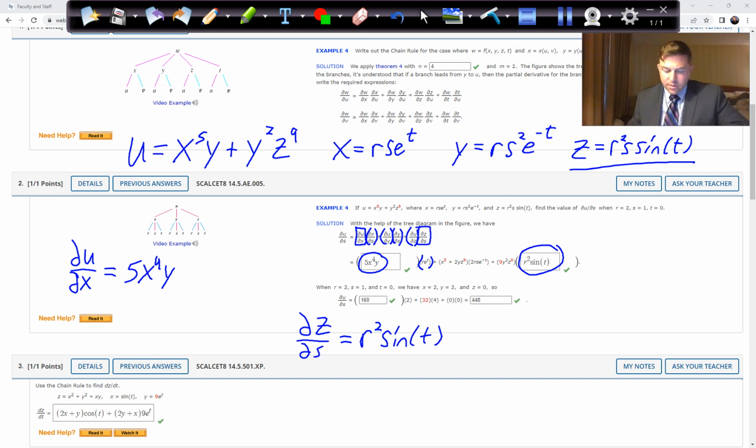Okay, then they want us to actually calculate these things. So they say, what happened? They say let r equal 2, s equal 1, and t equal 0. Well, if you plug those three things into these equations for x, y, and z, you will get x is 2, y is 2, and z is 0.